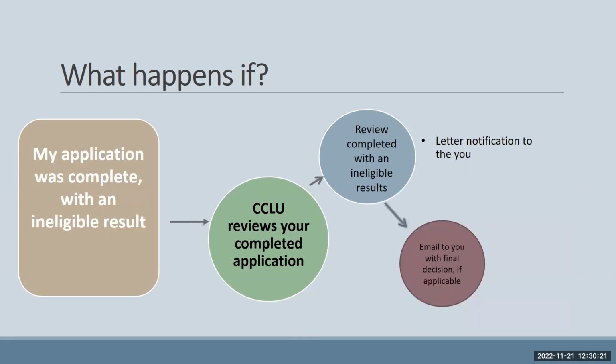Now, what happens if your application is complete, but it was reviewed with an ineligible result? If a background check has returned results that automatically disqualify you from working in a child care program, you'll receive a letter from the Child Care Licensing Unit notifying that you are ineligible, which will include the information that led to the disqualification and the process for appeal. In addition, your potential employer will receive a notification that you're not eligible without details of the reason why. The employer's notification does not have any specific information that led to that determination, as that is confidential.